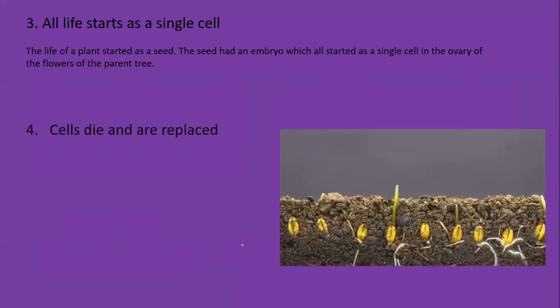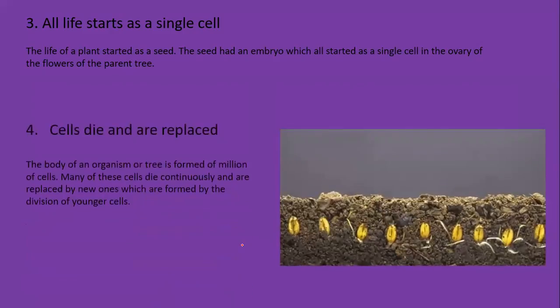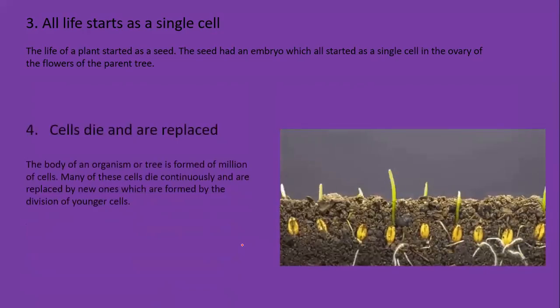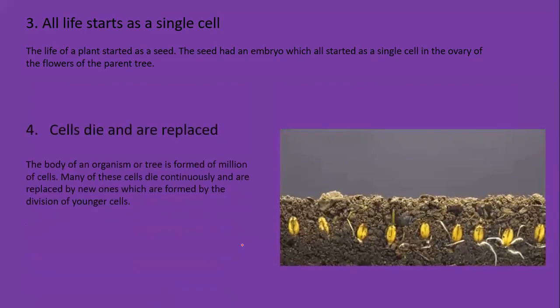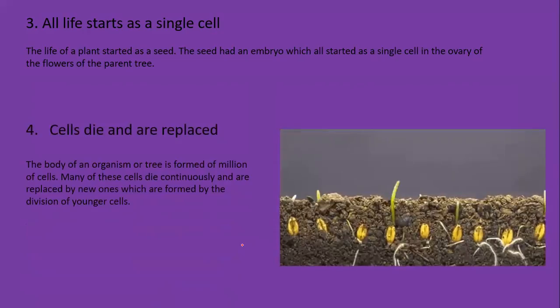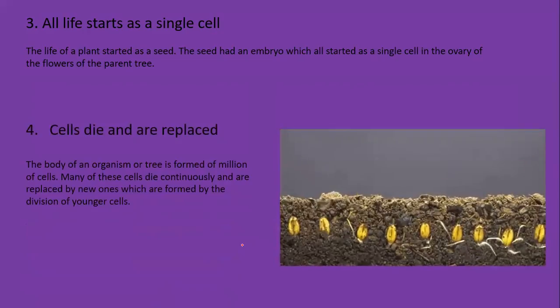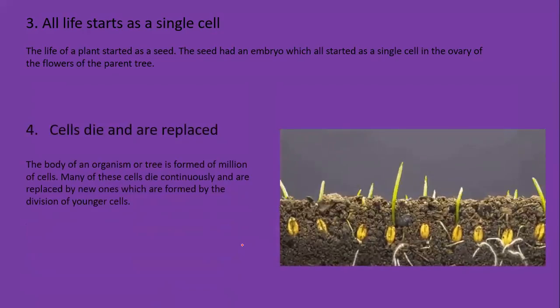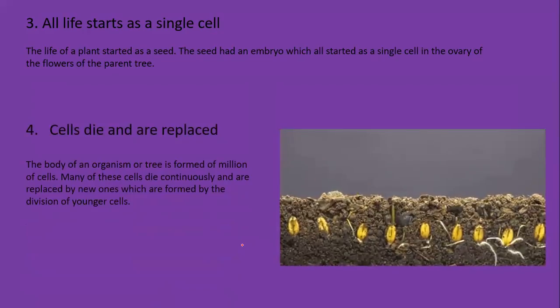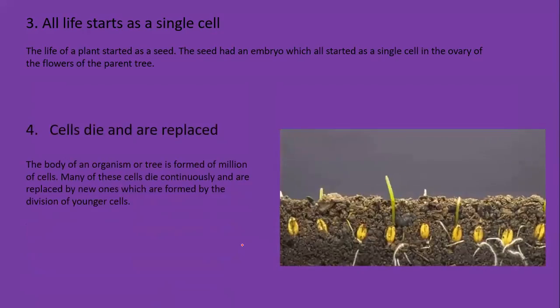Okay, so cells die and are replaced. The body of an organism or tree is formed of millions and millions of cells, because in just a small part of the leaf, we have seen there are so many cells under the microscope. Now if I talk about the entire tree, you can understand that there will be millions and billions of cells. So many of the cells die continuously.